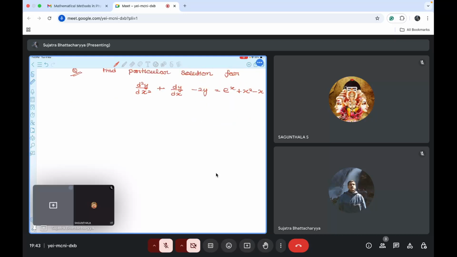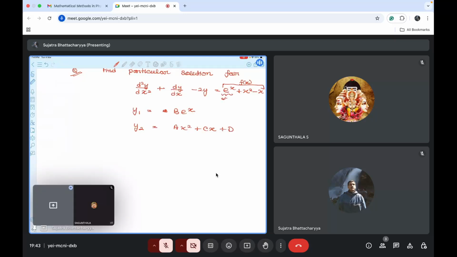Okay. Let's consider y1 is equal to b e to the power x. And let's say y2 is equal to ax square plus cx plus d. Why am I writing it? On the right hand side, the forcing function f of x, here you have one exponential function.